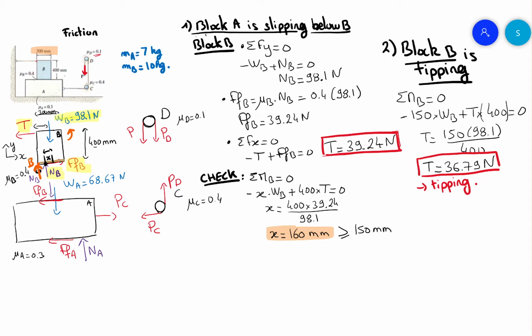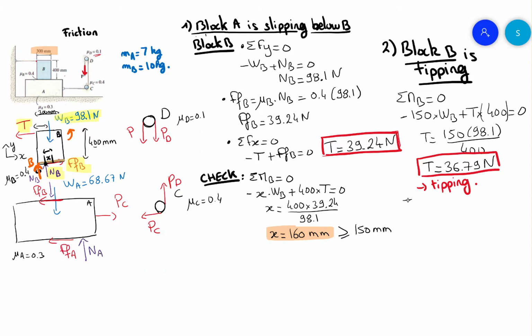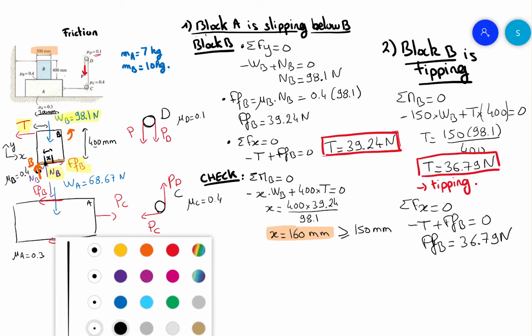When it's tipping, the force of friction is not the maximum force of friction. So we need to find the force of friction. For that, we will use sum of the forces on X equals 0, still on the block B. We have minus T plus FFB equal to 0. So the force of friction is equal to T, which is 36.79 Newton.